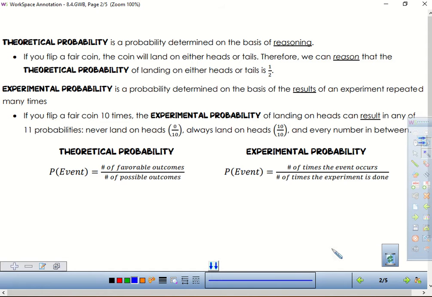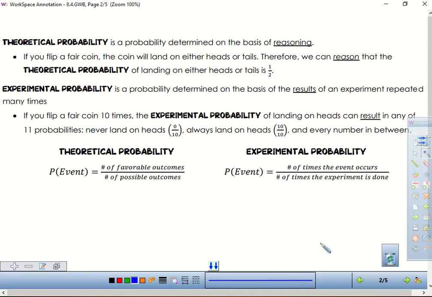So the idea here with theoretical probability is what we've been calculating thus far. You know how we've been doing calculations on probability? All we've been doing is what we call theoretical probability, okay? Now, experimental probability is the probability determined on the basis of results of an experiment repeated many times. So experimental probability is based on a trial that you might do.